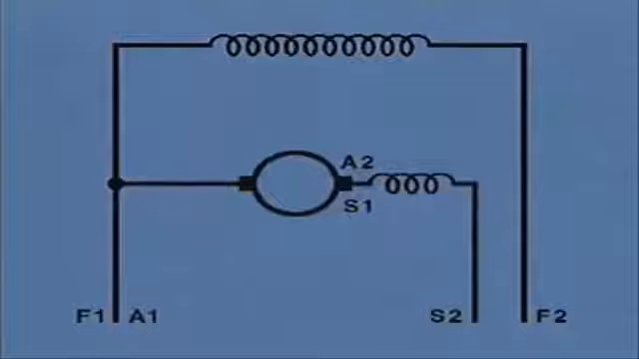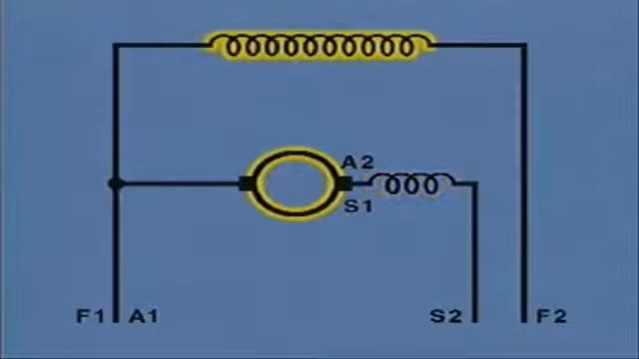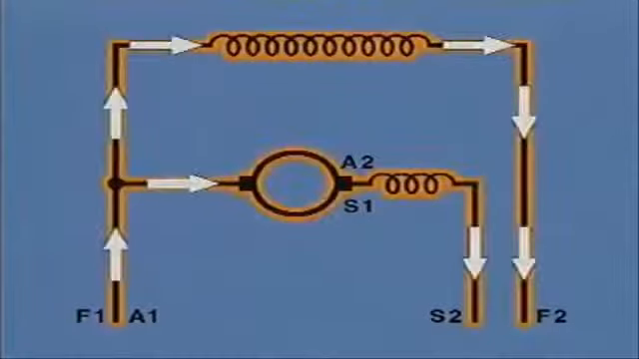Now, this is a schematic of a typical compound motor. Compound motors are the most commonly used type of DC motor, and they are also the most complex because a compound motor contains two types of fields, a series field and a shunt field. The field coil markings and armature markings in the schematic show that the series field is connected in series with the armature, and the shunt field is connected in parallel with the armature. So there are two current paths in this motor.